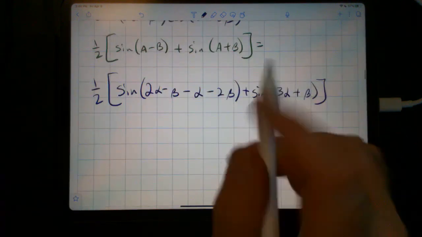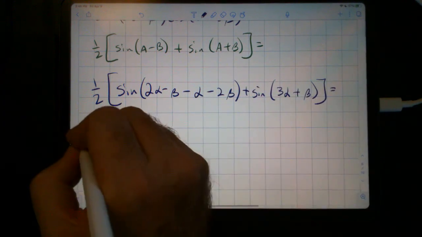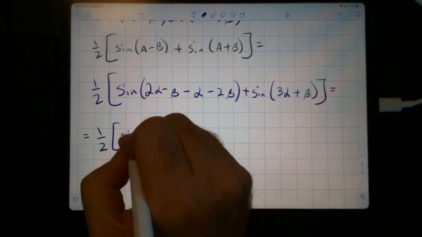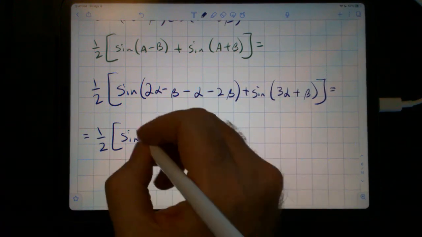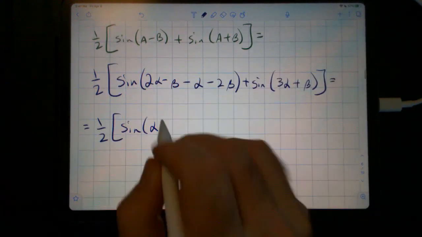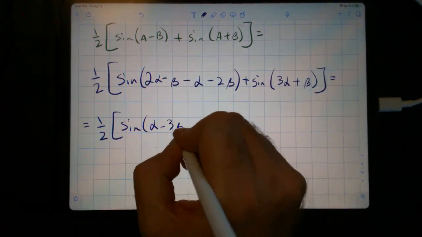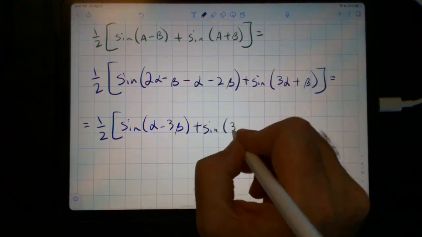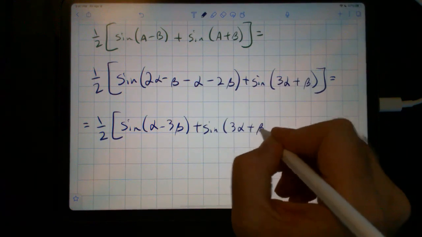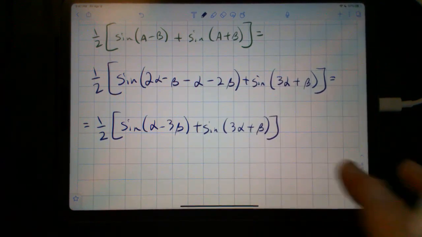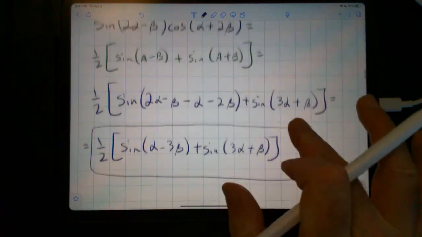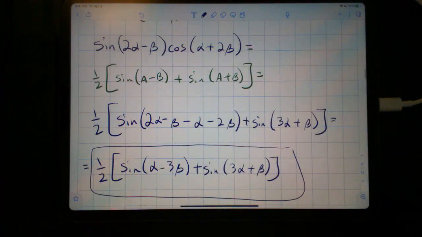2 plus 1 is 3, and then 2 beta minus beta is 1. Okay, let's clean this up. This doesn't look much nicer than what we began with, but there you go.